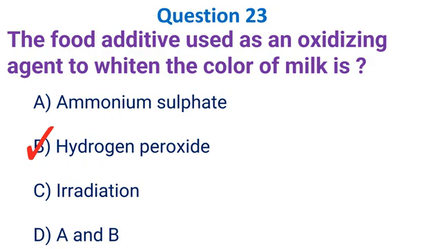Ammonium sulfate is used in baking as it improves the fermentation capacity by providing a nitrogen source to yeast. Irradiation is a technique of using ionizing radiations like X-rays and gamma rays to eliminate the insects or the microbes and thus preserve and extend the shelf life of the food. So here the correct answer is hydrogen peroxide, which acts as a bleaching agent which strips off the color from the milk.